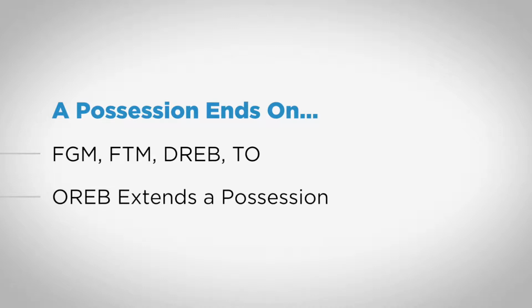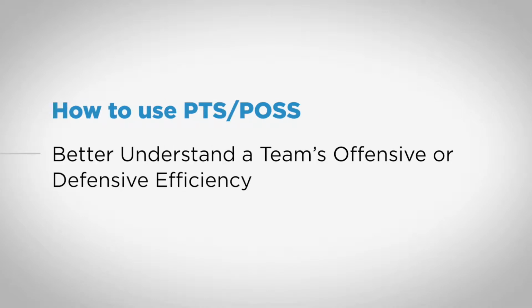Now that we know what it is, points per possession and possessions, how do we use it? It's simple. This is the purest metric for measuring a team's offensive or defensive efficiency. On an average possession, how many points do you score and how many do you give up?